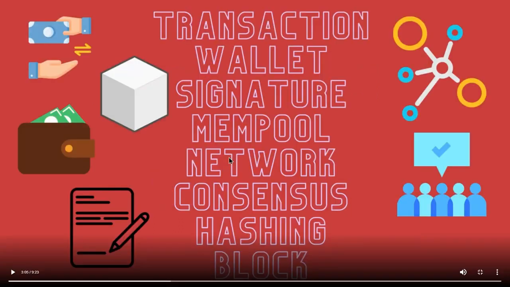So the first one is transaction. The second one is wallet. The third one is signature, then mempool, then the network, consensus, hashing, and the block. And finally, the entire blockchain.